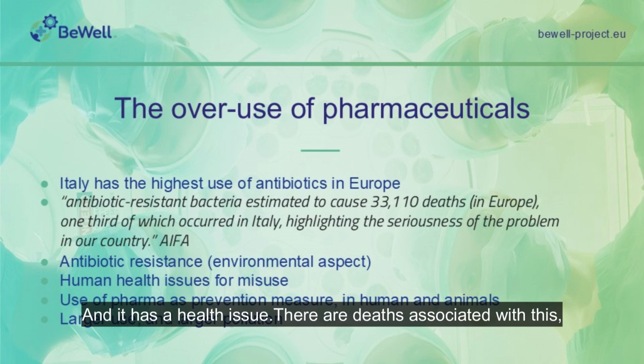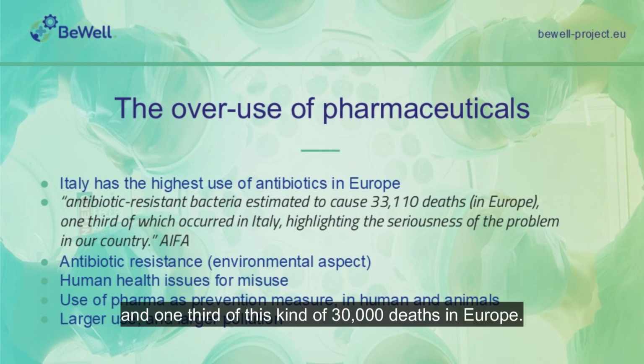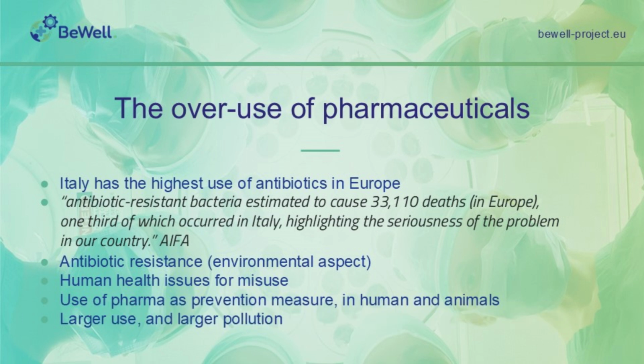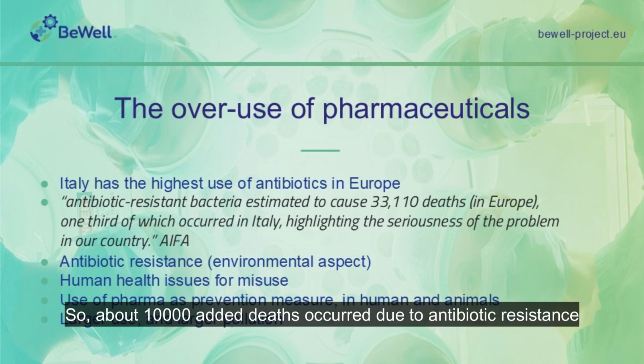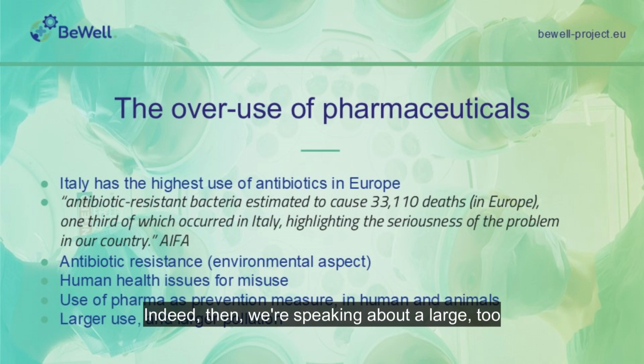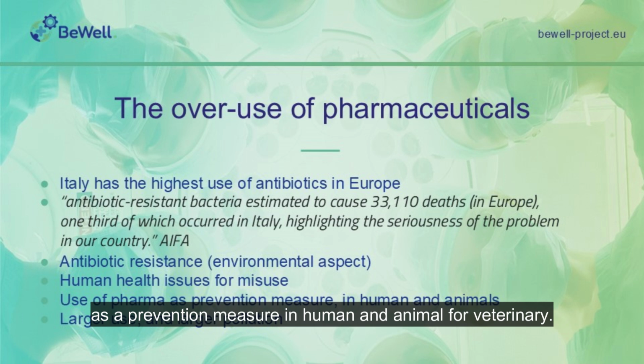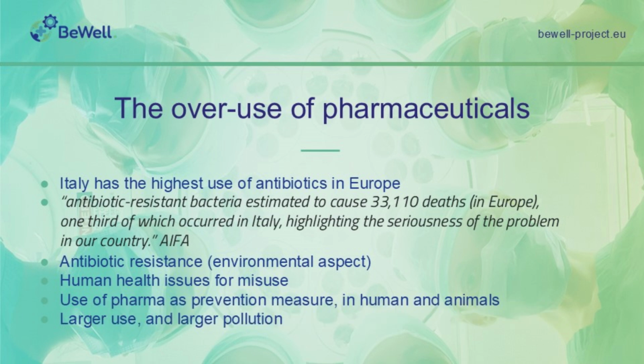There are deaths associated with this, about 30,000 deaths in Europe, and 1/3 of these, so about 10,000 added deaths, occurred due to antibiotic resistance. So indeed, we're speaking about a large, too much use and production of pharma, also as a prevention measure, in human and animal for veterinary.